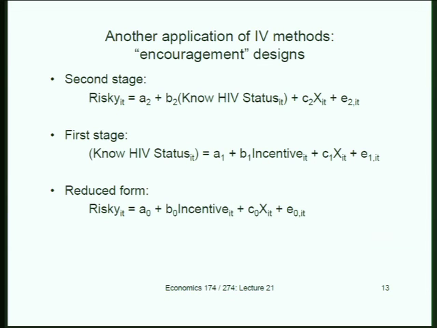The first stage relationship regresses my knowledge of my HIV status on the incentive, which is the instrument. And I'm using all the same notations of the previous example with B's and E's, the same subscripts, just so you can compare them more easily. And then finally, the reduced form is the regression of risky sexual behavior directly on the incentive.